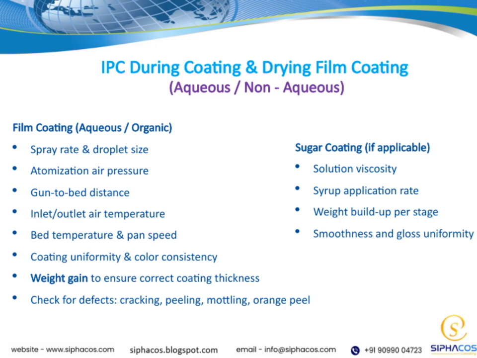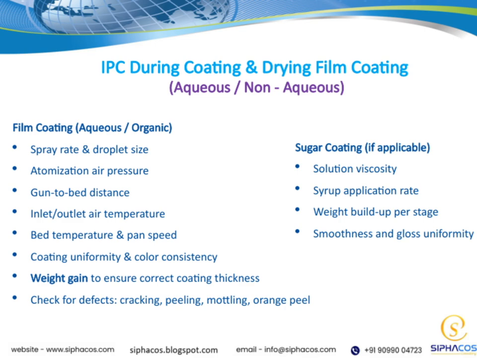Moving on to film coating, whether aqueous or organic, the spray rate and droplet size are crucial. Smaller droplets tend to produce a more even coating, but they require proper atomization air pressure to be effective. The gun-to-bed distance also influences the coating quality. Too close, and you risk over-application. Too far, and the coating may be uneven. In addition, inlet and outlet air temperatures should be carefully controlled to optimize drying conditions. Bed temperature and pan speed are equally important. They affect how quickly the coating dries and the uniformity of the film.